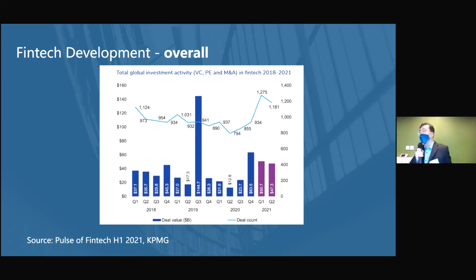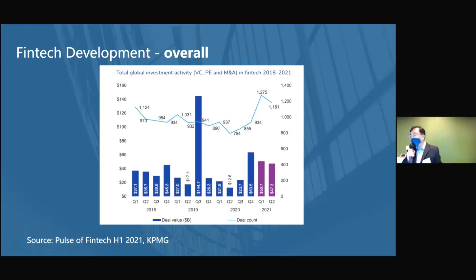I'm not quite sure whether you guys can recognize this. If you are in this industry, then you probably know that. This is a big deal in 2019. Any idea? What is that deal? Actually, it's Ant Financial. So they had an international financing, and they raised a very big amount of money in 2019. That's why you saw a big spike there.